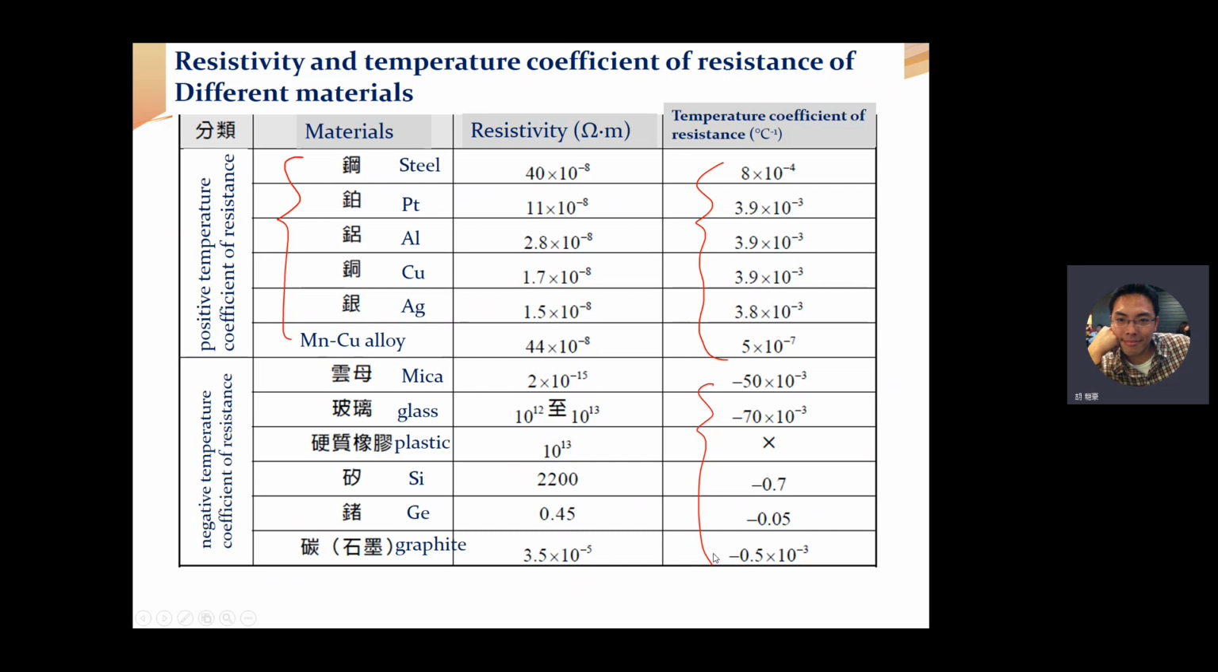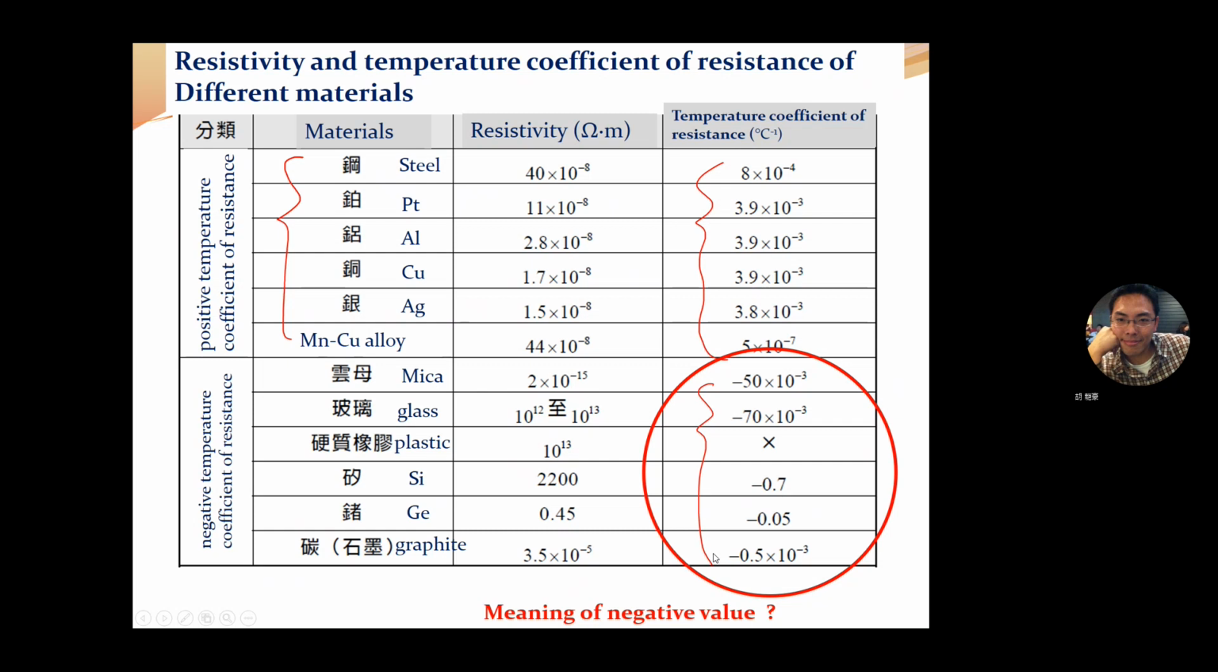So how to explain the physical meaning of this positive and negative temperature coefficient? The negative temperature coefficient means that when the temperature increases, its resistance decreases. The positive temperature coefficient means that when the temperature increases, its resistance increases.